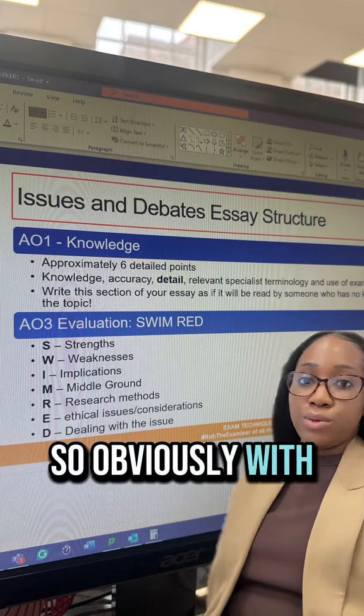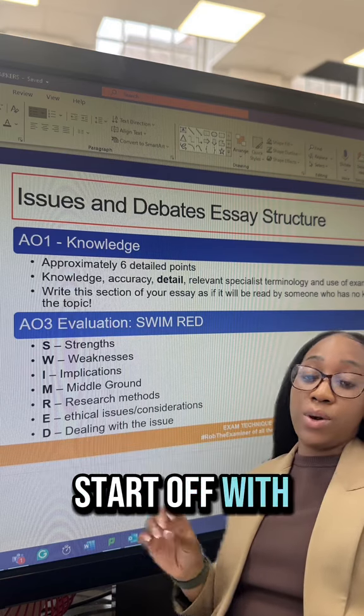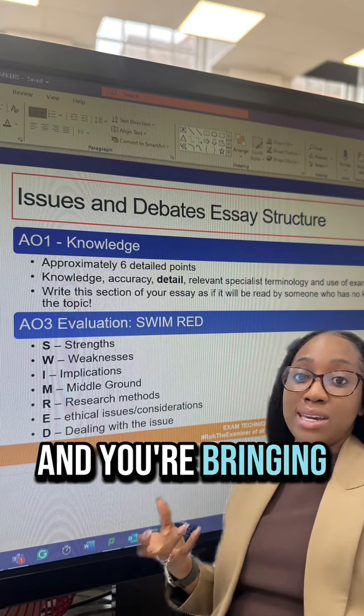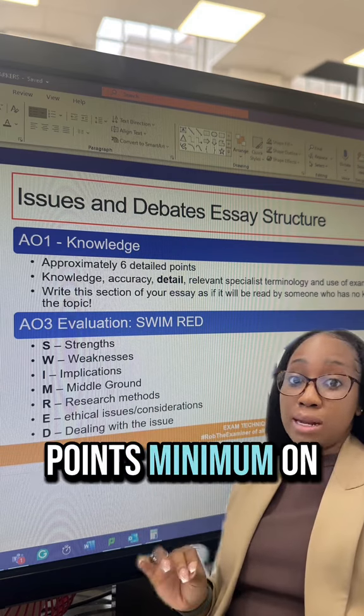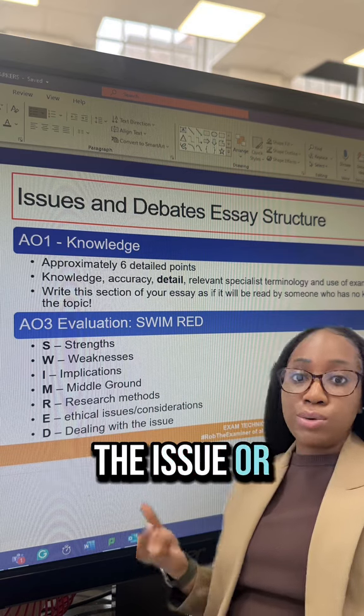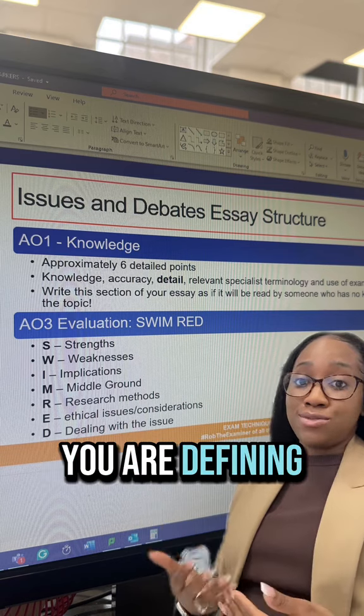Easy acronym to use when evaluating in your issues and debates essays for A-level psychology. So obviously with all of your essays, you are going to start off with your AO1 knowledge, and you're bringing in 6 detailed points minimum on the issue or the debate. Make sure that you are defining key terms.